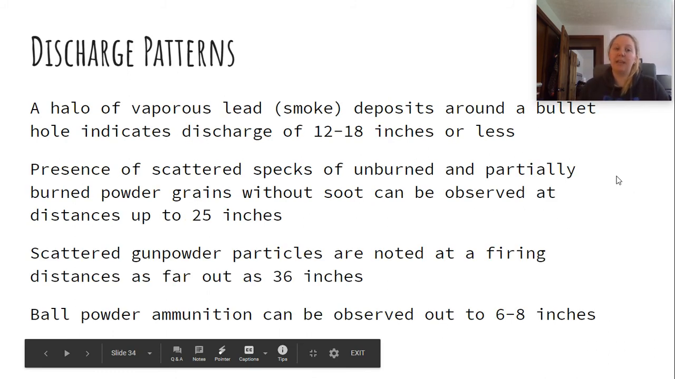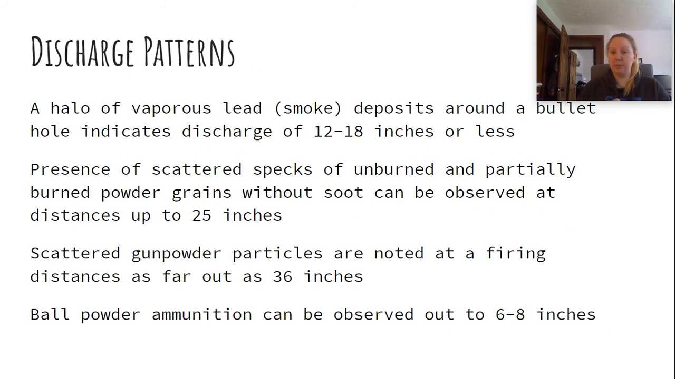Discharge patterns: the halo of vaporous lead or smoke deposits around the bullet hole indicates a discharge from about 12 to 18 inches or less. If you have a presence of scattered specks of unburned or partially burned gunpowder grains without any real soot halo, you can observe that at distances up to 25 inches, so just about 2 feet. Scattered gunpowder particles are noted at firing distances as far out as 3 feet or 36 inches.